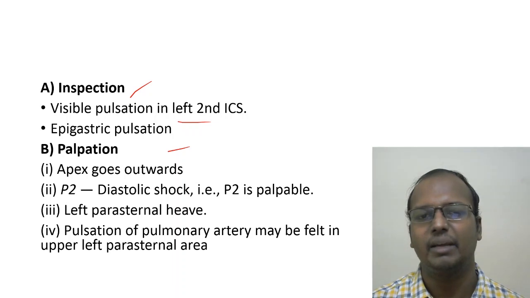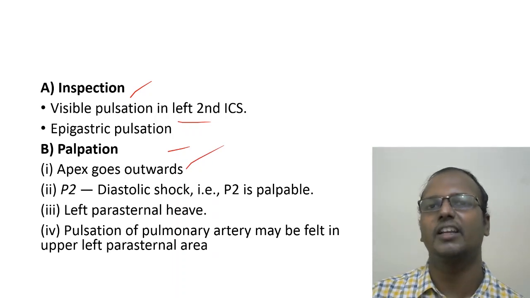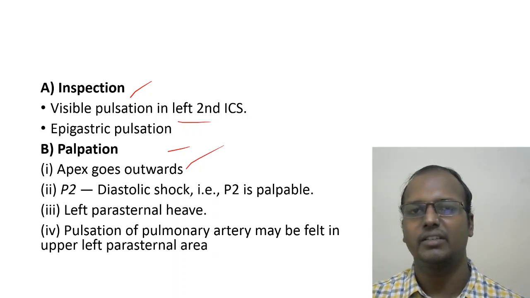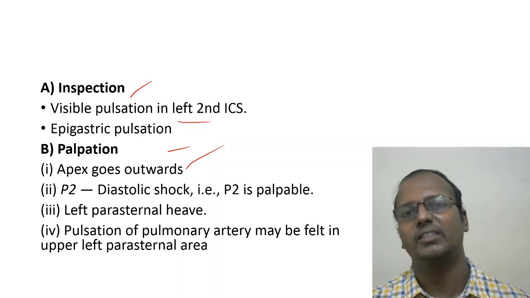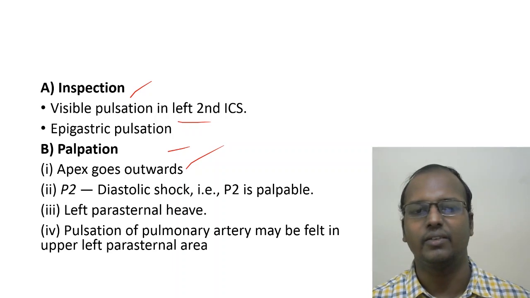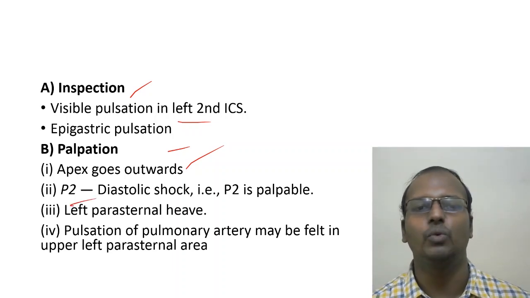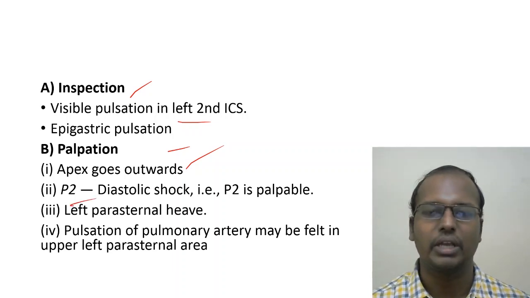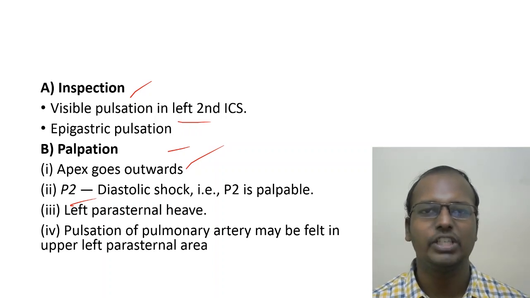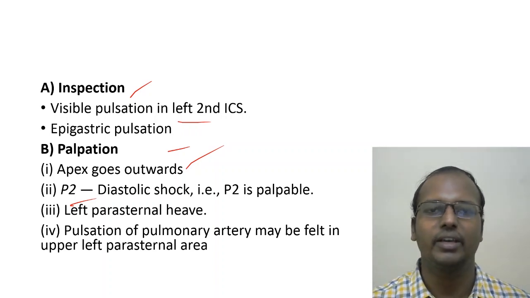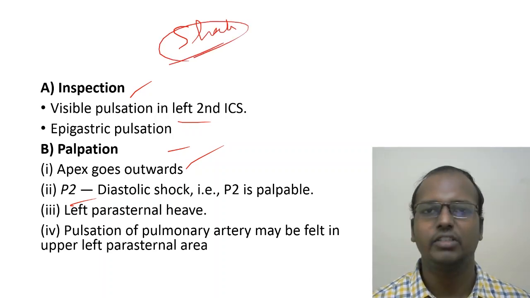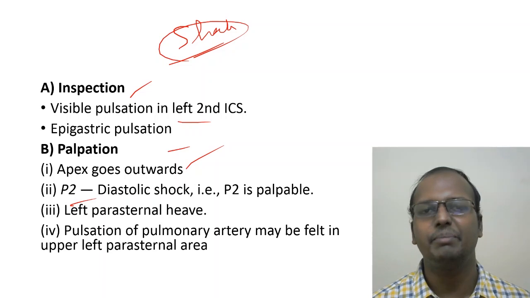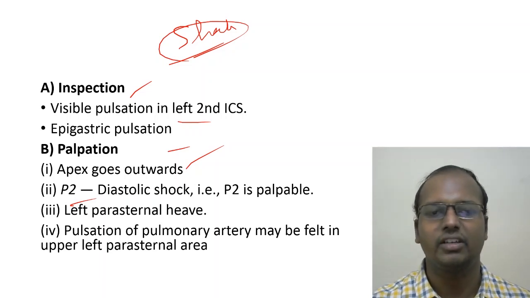On palpation, the apex goes outwards. We discussed already: left ventricular enlargement, especially eccentric hypertrophy, can cause a down and out apex beat, whereas right ventricular enlargement just pushes it laterally. And a palpable P2 is also called a diastolic shock. Any heart sound which is palpable is also called a shock. This is another name, shock. So any heart sound which is palpable can be called a shock, and here P2 will be palpable, that is called a diastolic shock.